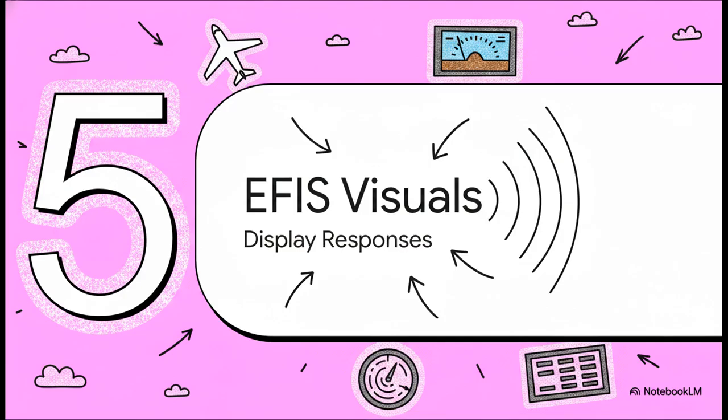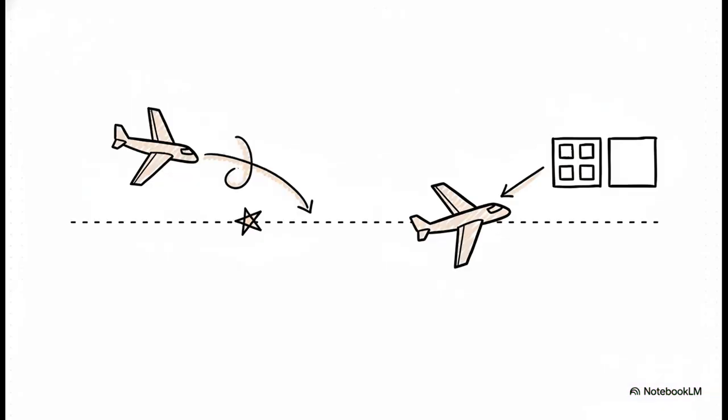Section 5. EFS altitude and waypoint visuals, display responses. Okay, let's talk about what you actually see. There is a huge difference in EFS behavior depending entirely on your current altitude during those initial CA or VA legs we talked about a minute ago.